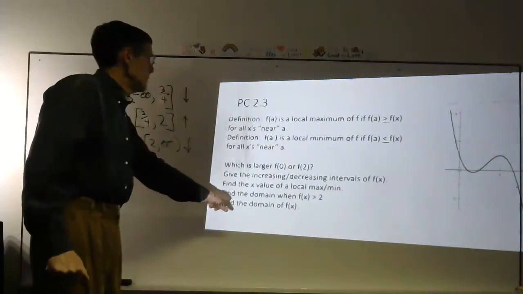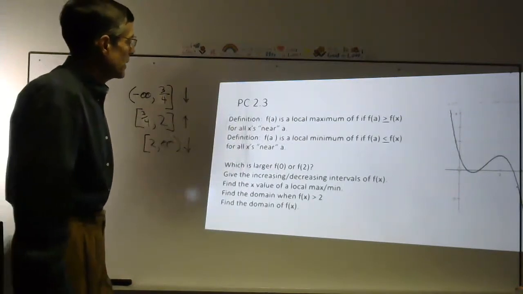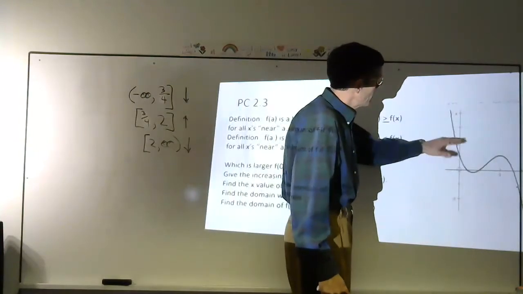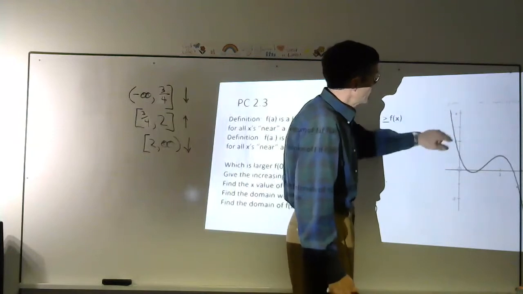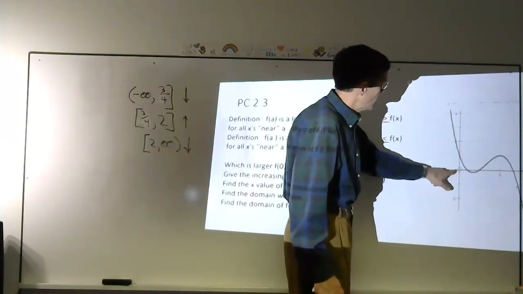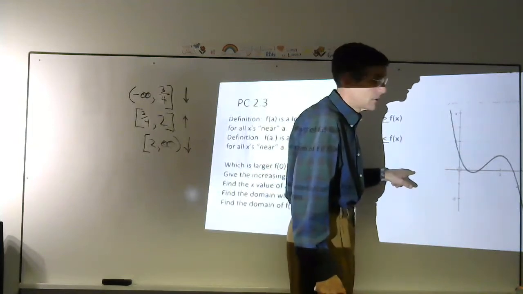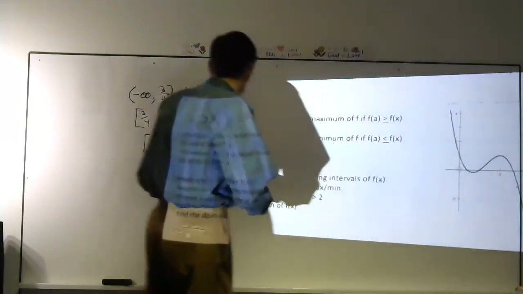Find the domain when f of x is bigger than 2. Well, the only place where the function value gets here is 1, 2. When it's bigger than 2, what x values go to this part? Well, it looks like the x value of maybe a quarter, negative a quarter and down, would put you at y values bigger than 2.